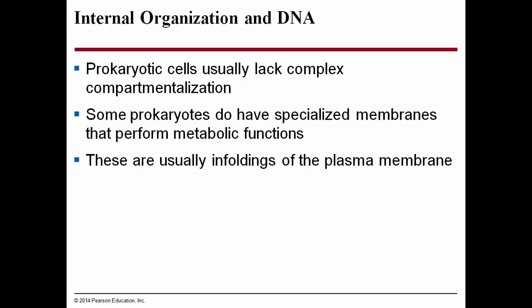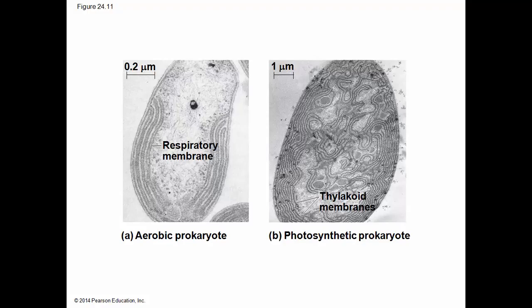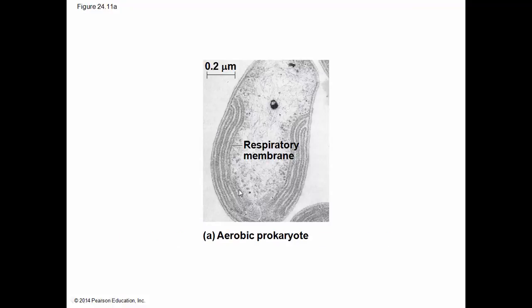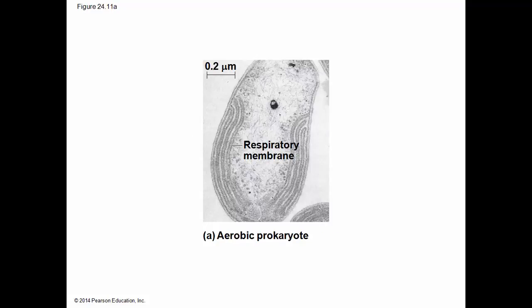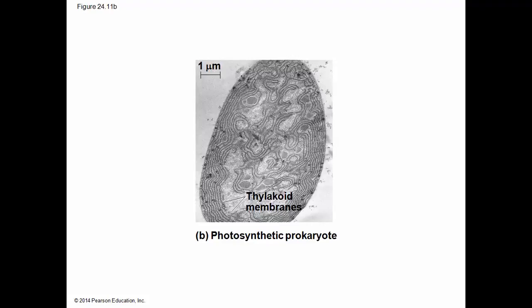Prokaryotic cells lack complex compartmentalization. Some prokaryotes do have specialized membranes that perform metabolic functions. These are usually infoldings of the plasma membrane. So here we have an aerobic prokaryote, which requires certain respiratory functions, and it has a respiratory membrane within the bacteria. So it's almost like an organelle. In a photosynthetic prokaryote, it has these layers of membranes that function as thylakoid membranes. It's almost identical to a chloroplast. So this respiratory membrane here is similar to a mitochondria. And this thylakoid membrane is similar to a chloroplast.